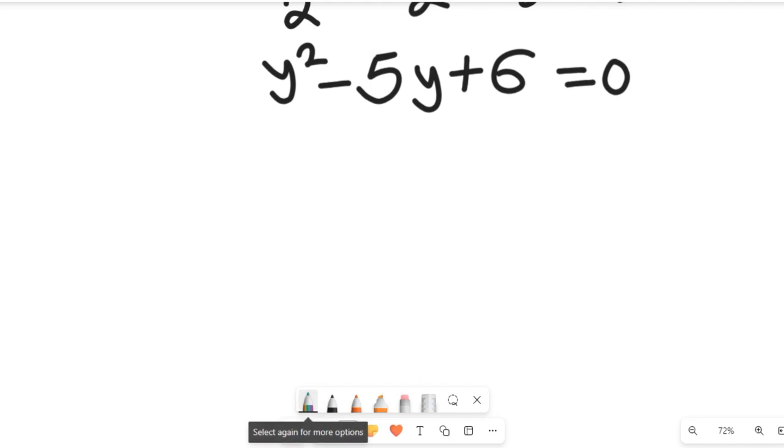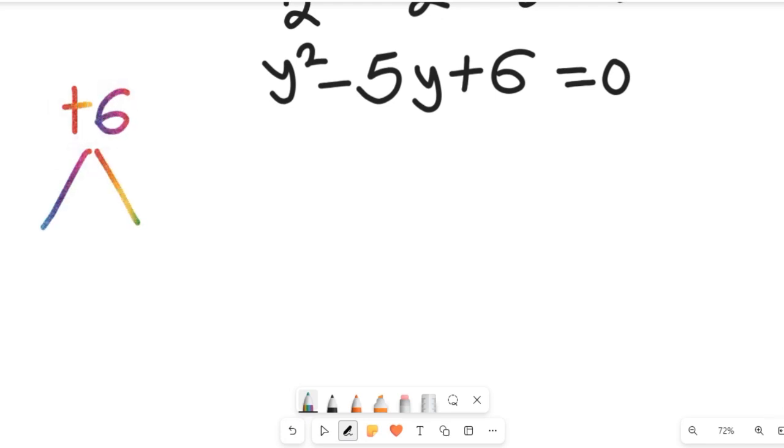Now remember what I usually tell you. What we are looking for are two values that we will multiply to give us plus 6, and when we add such two values, we're going to have negative 5. Come to think about those two values. What will those two values be?